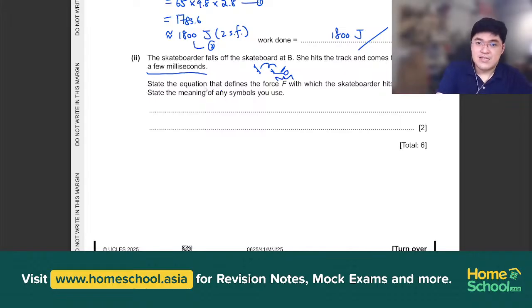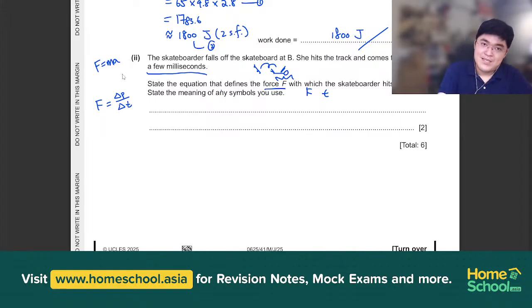So we are to state the equation that defines force F, and time t. The two important variables over here are F, which is the force, and t, which is the time taken, in a few milliseconds. The only equation that ties everything together is force is equal to change in momentum divided by change in time. If you all remember, our famous F equals ma.